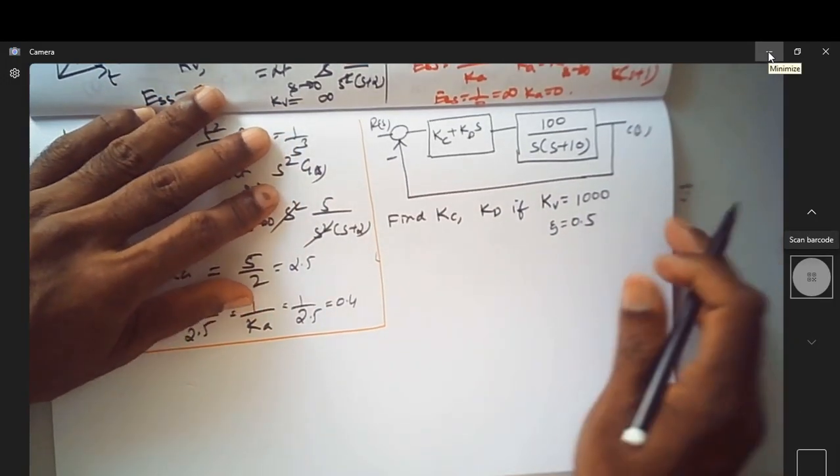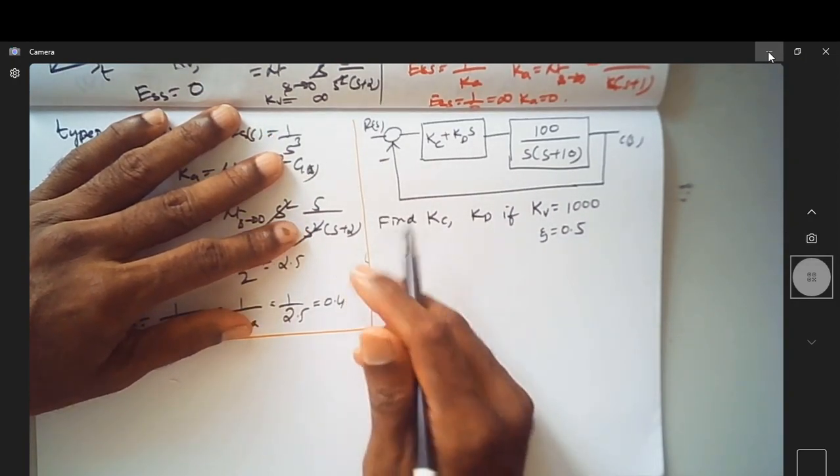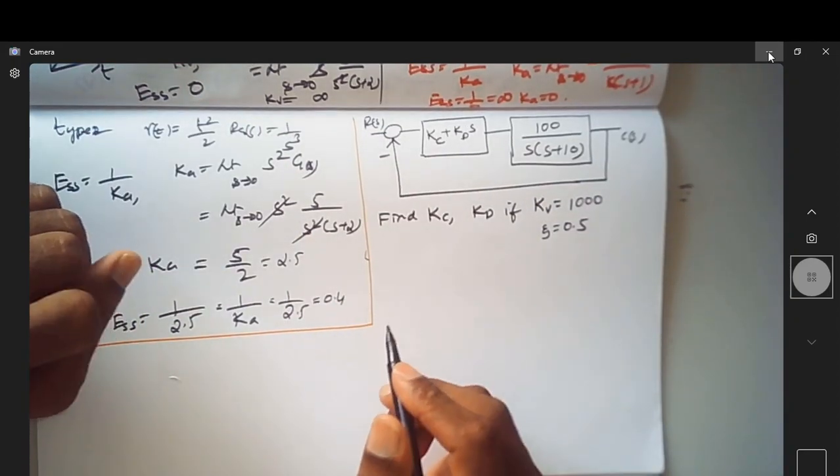Okay, now we shall continue with our steady state error. So just see some problems and try to understand how we use those equations that we have learned so far.